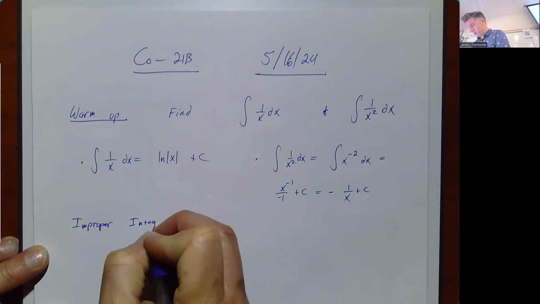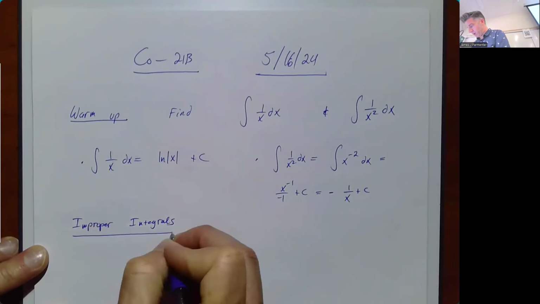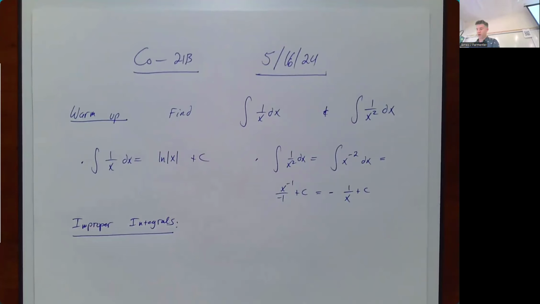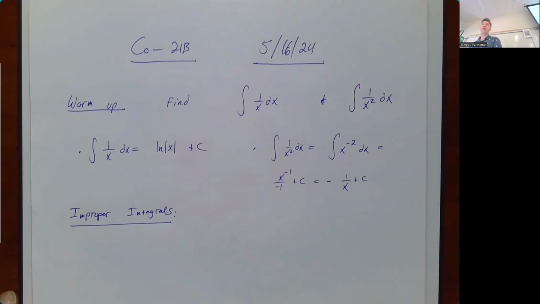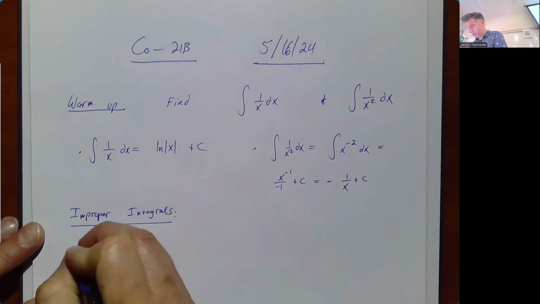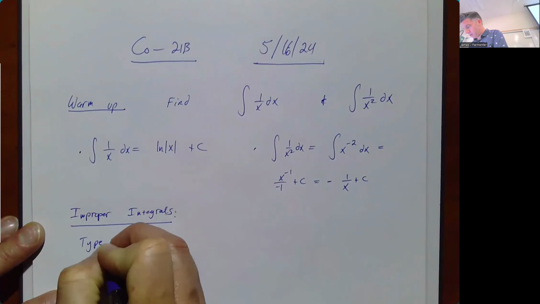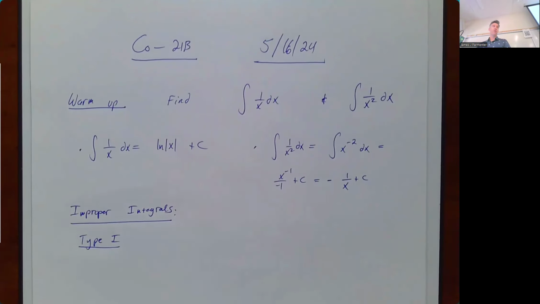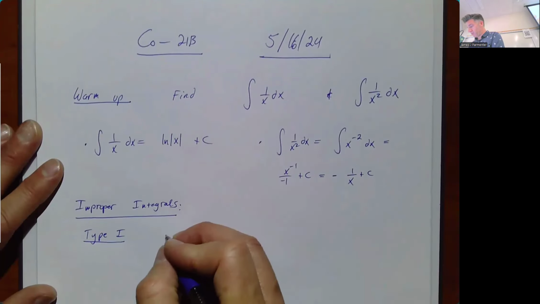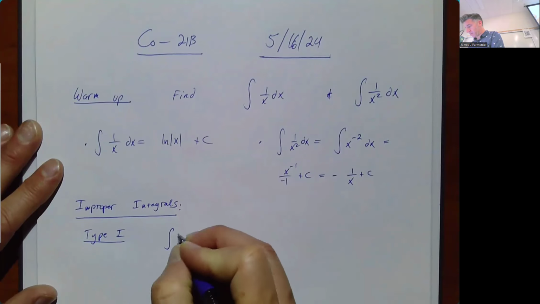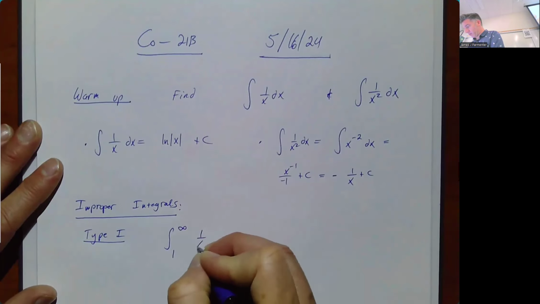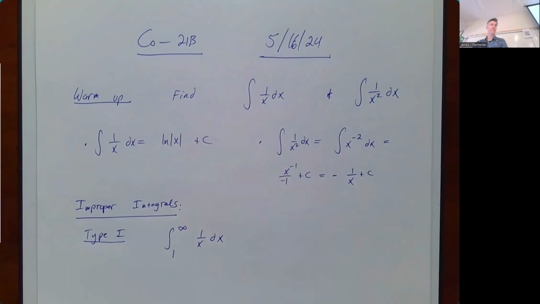So improper integrals. What makes an integral improper? Well, typically that means one of your limits of integration is problematic. And there's actually two types of improper integrals. We'll start with type 1. So type 1 is where one or both the limits of integration are infinity or negative infinity. So for example, the integral from 1 to infinity of 1 over x dx.